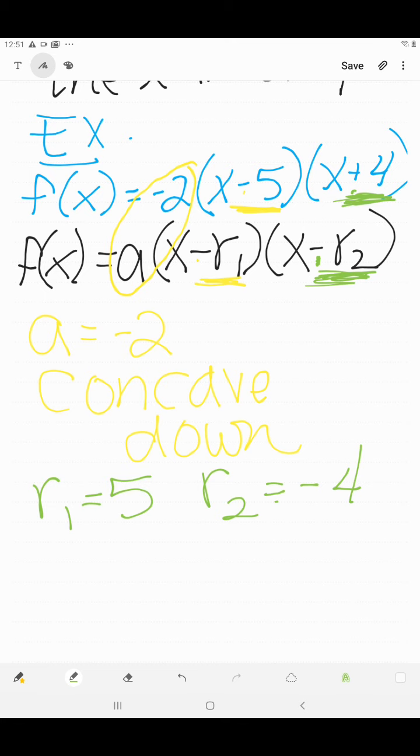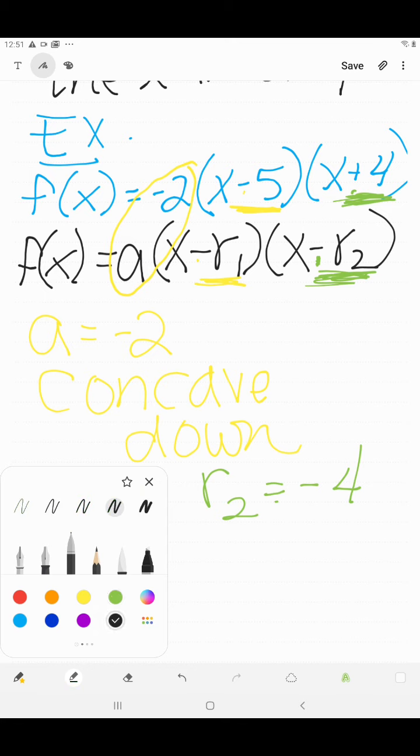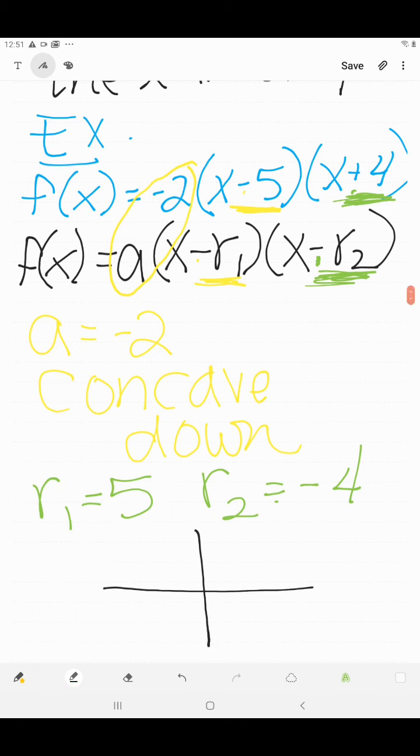Now, if we were to go ahead and graph this, you guys, we can use a little bit of information that we have. We know it's going to cross at negative 4: 1, 2, 3, negative 4. And we know it's going to cross at positive 5: 1, 2, 3, 4, positive 5.